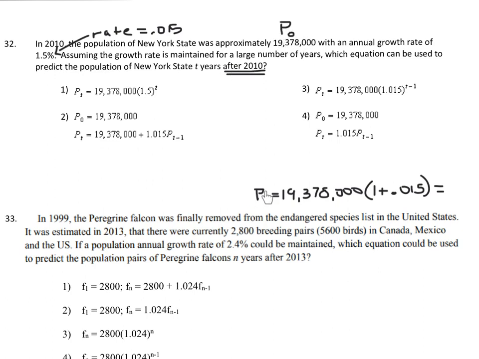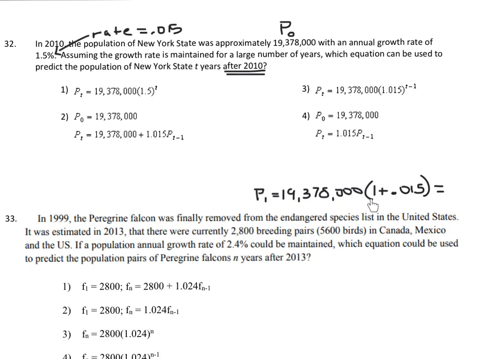So P sub 1 would be 1 year later, so that would be 2011. P sub 2 would be 2 years later, so that would be 2012. Okay, so let's look at the answer choices. They don't specify whether it should be recursive or explicit, so they can write this in either form. Just looking at these answer choices, I know choice 1 I can automatically cancel off because this says 1.5.